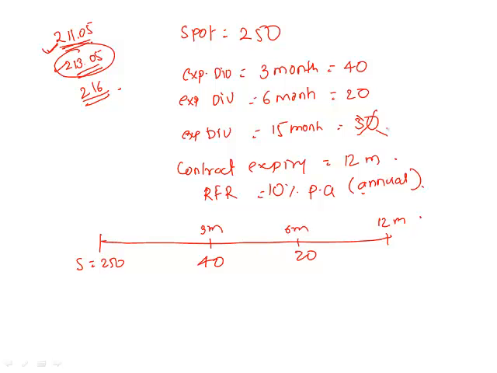Have you stored that in the first memory slot? Okay, now say second clear TVM. For how many months do we have to take future value? 9 months. So that's how many years? 0.75. Second clear TVM, 40 is present value, 0.75 is N, 10 is IY, compute future value. This number is negative, let it remain negative. Say STO2. So this I have saved in the first slot, this I have saved in the second slot.